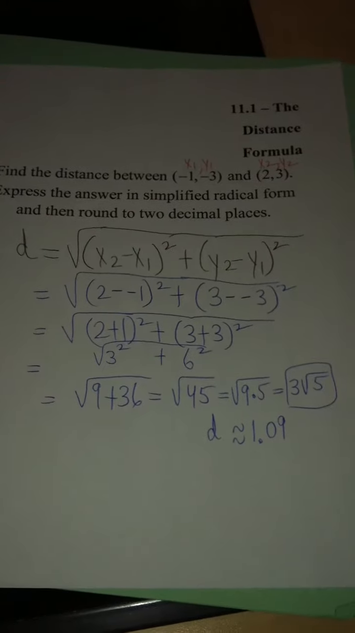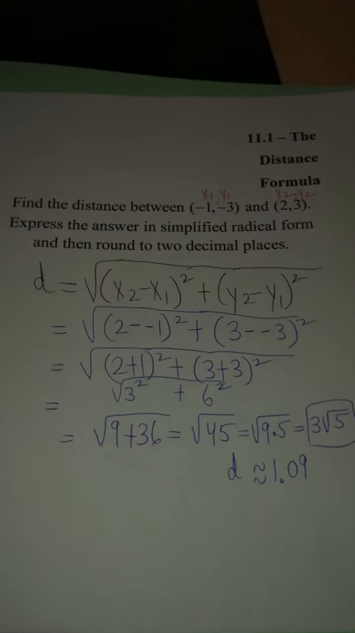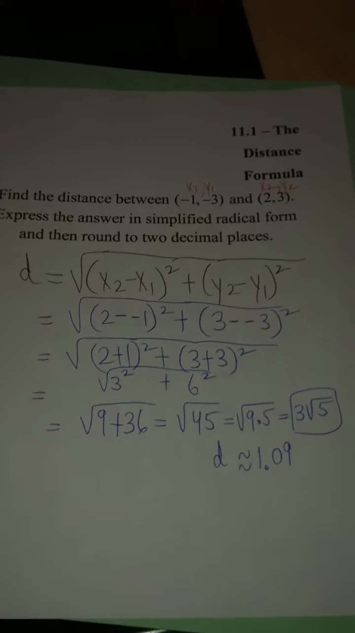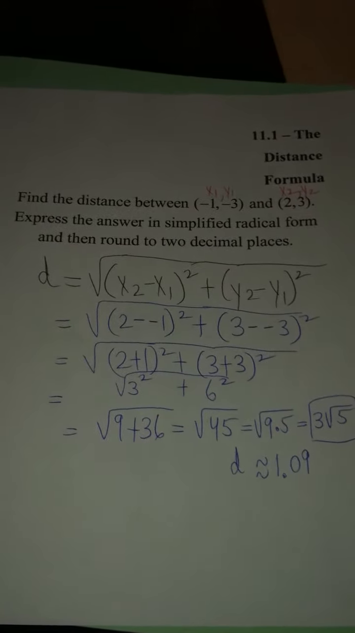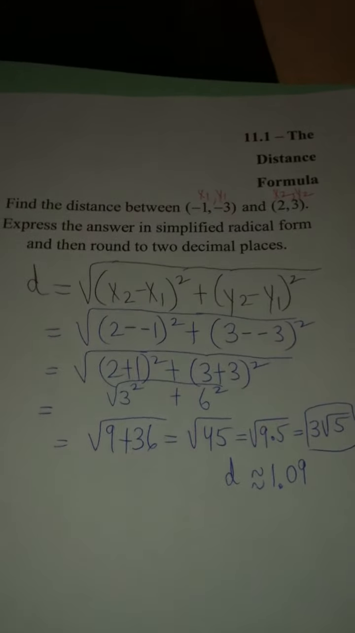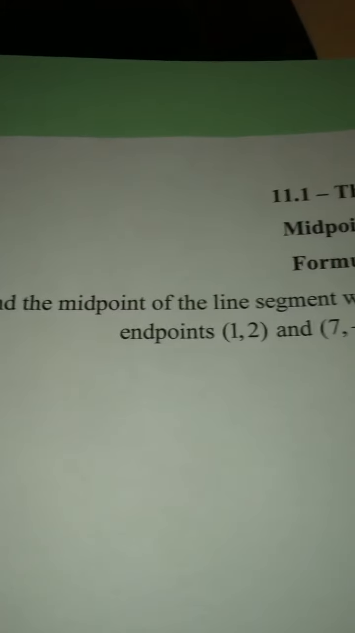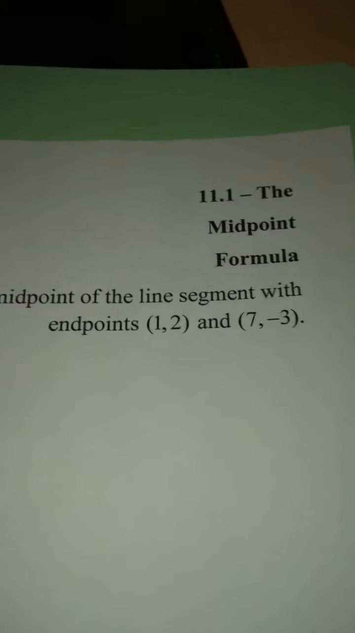So make sure that you know all the various formulas because they will help you. We've already gone over 2 of them, the distance formula and the Pythagorean theorem. One last formula to discuss, and that is the midpoint formula. It says find the midpoint of the line segment with endpoints 1, 2, and 7, negative 3.